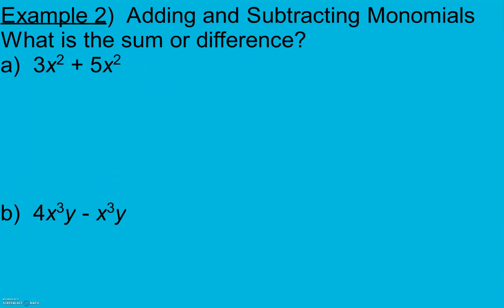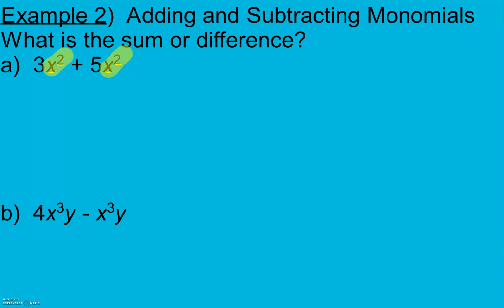In example 2, we're going to be adding and subtracting monomials. So here we're going to find the sum or difference. The big idea here is that we're going to be combining our like terms. And just like we've done before, when we combine them, they have to have the exact same variable part. So here, it's not just because it's an x, it's because it's an x squared and an x squared that we can combine them. Okay, same base here, both x's, and same exponent here, both 2's.